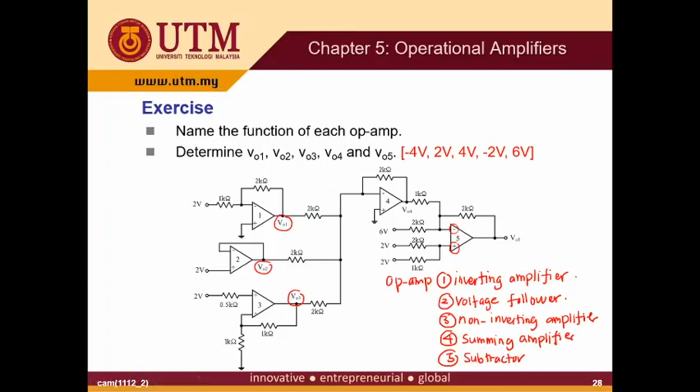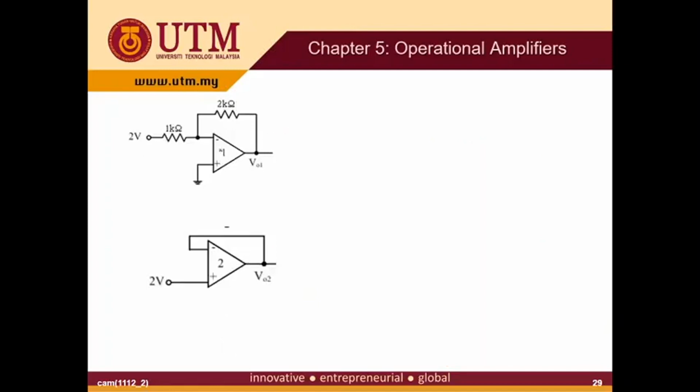Next we want to determine all the output voltages: V out 1, V out 2, V out 3, V out 4, and V out 5. To analyze this type of circuit, we can do it one op-amp at a time. So we start with op-amp number 1. As we have discussed before, for the DC analysis, we need to do the KCL. To do the KCL, you need to label the currents. I put this as I1, and this as I2.